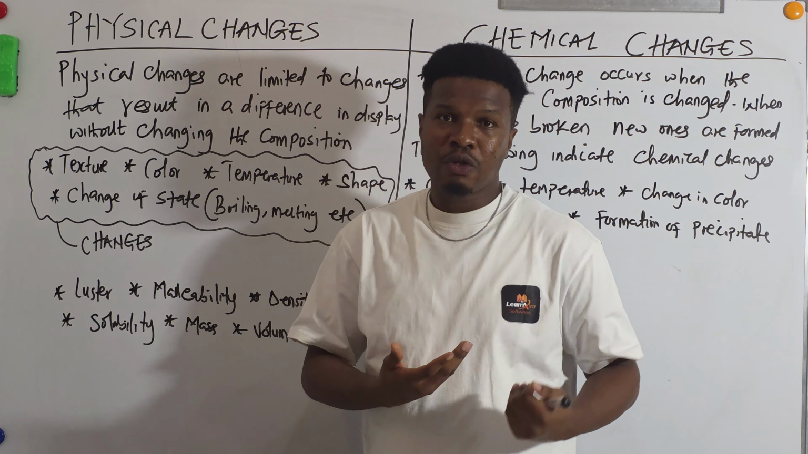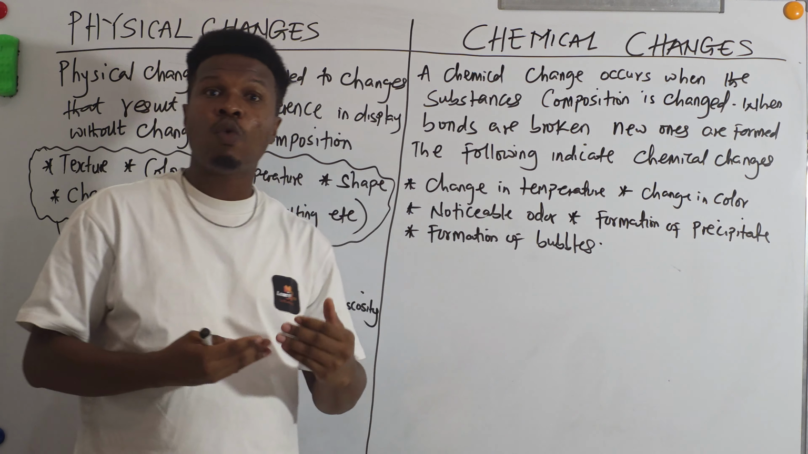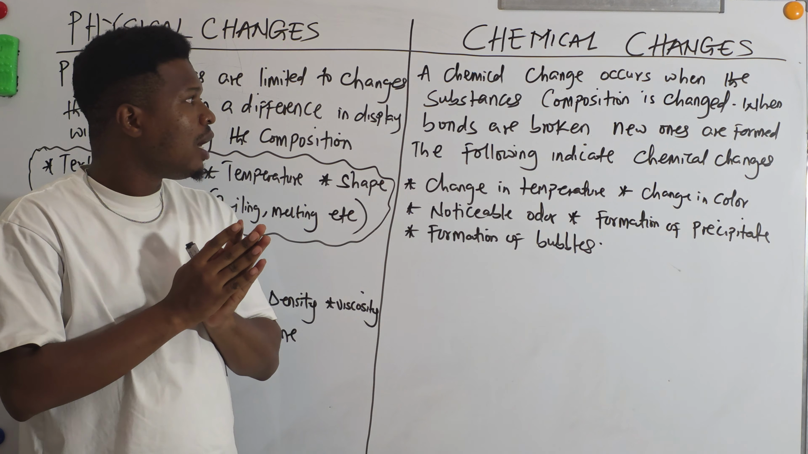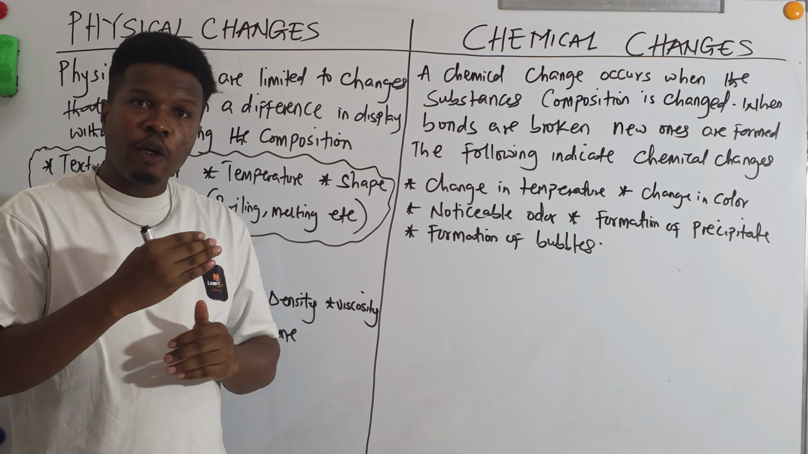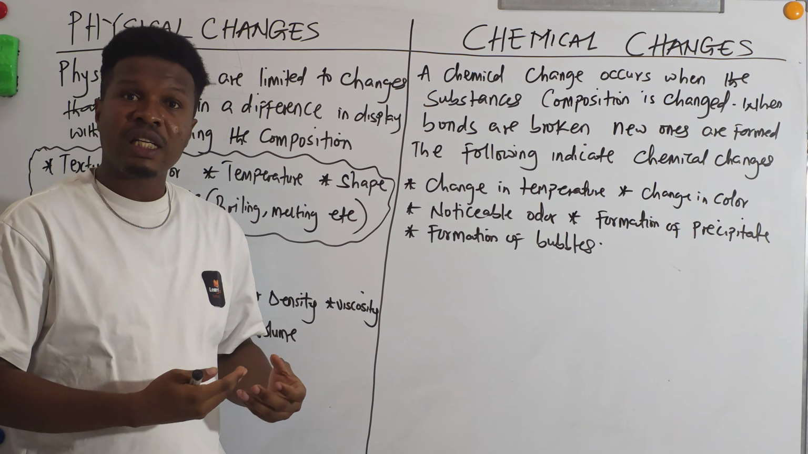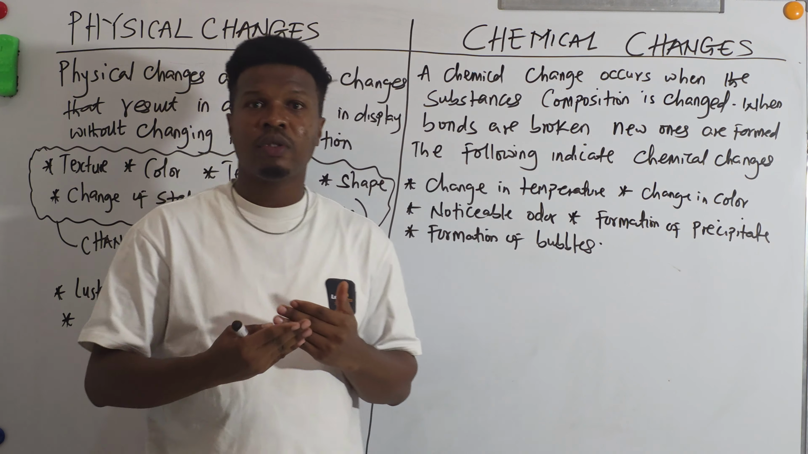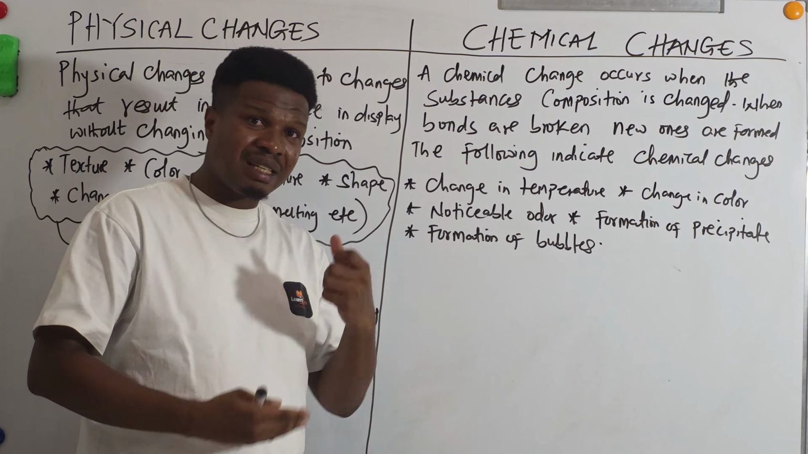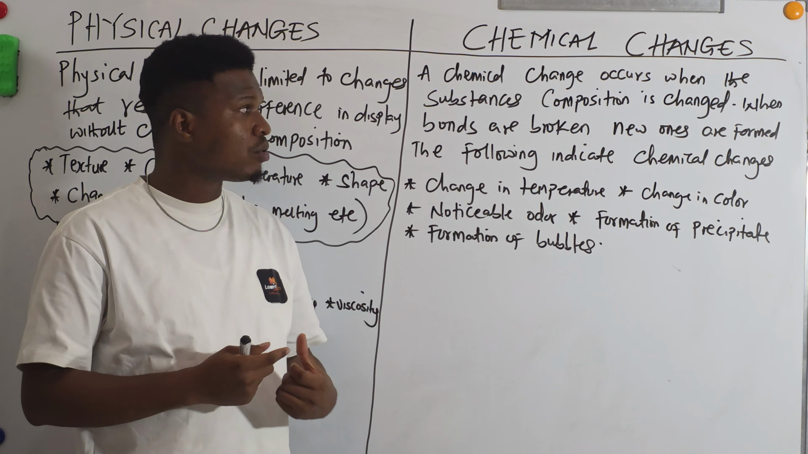So the next one is called the chemical changes. These changes occur when the substance's composition is changed. And for the composition of the substance to change, it means that the bonds must be broken. And once these bonds are broken, most of the time it is not reversible. It cannot be reversed back to the original one.